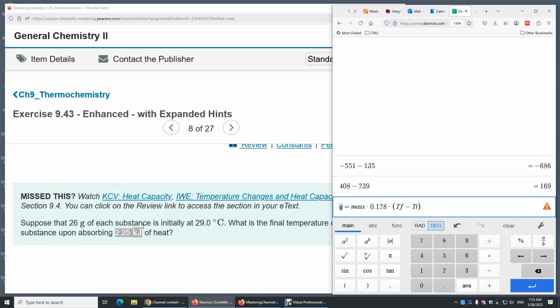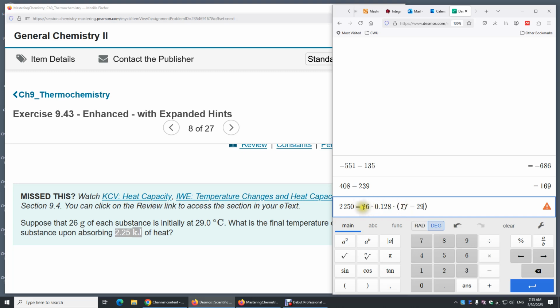The amount of heat is 2.25 kilojoule, so I need to convert it to joule. We have the mass. Mass is 26 in grams. We don't have T final. We have T initial, which is 29.0. I'm going to use 29 here because in the end, we just need to know the value of the final temperature. The reason we need to keep two sig figures is because of this number 26.